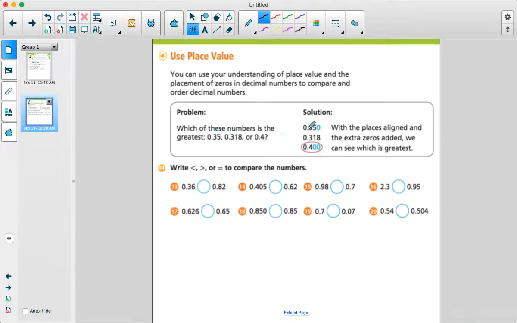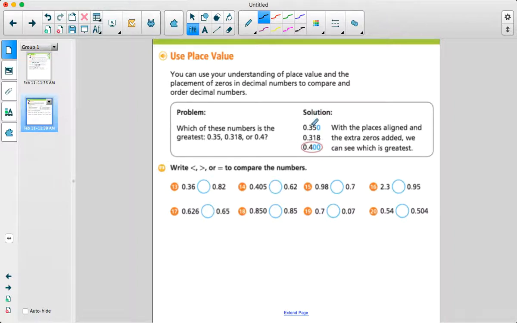So I want you to notice what they did here. They took each number and they wrote them out. They lined up the zeros and they lined up the decimal point. That's the most important. They lined up the decimal point. And then they wrote each number. So they wrote 35 hundredths, 318 thousandths, and 4 tenths. And then what they did is they added zeros so that they all would align together. And the reason they did this is so that we could figure out what is the biggest fraction.